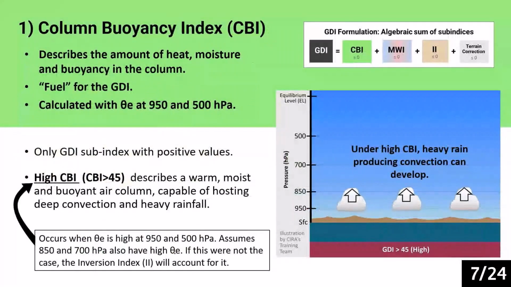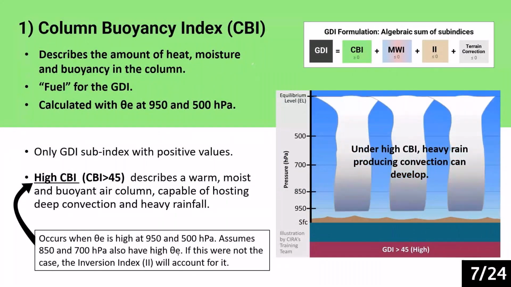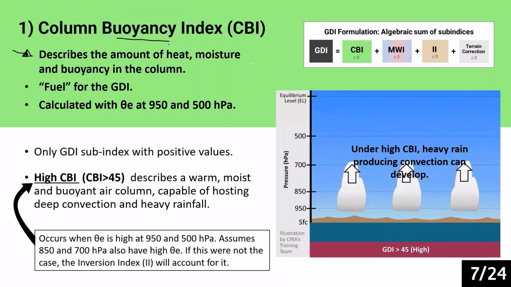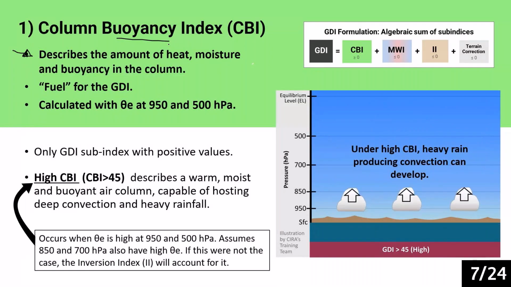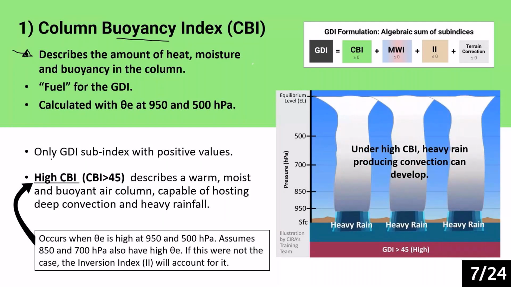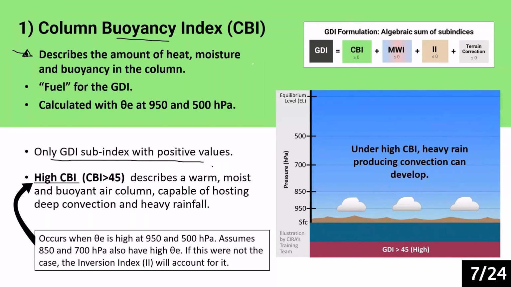So the CBI, the column buoyancy index, as we mentioned, describes the amount of heat, moisture, and buoyancy in the column. That's what it's called, buoyancy. So the higher the CBI, the more buoyant the column, the more heat available, the more moisture, and the larger your potential for convection. Therefore, high CBI usually relates to high GDI. Now, this is the only subindex that has positive values. So we need the CBI for the GDI to be high. All right, let's keep going.